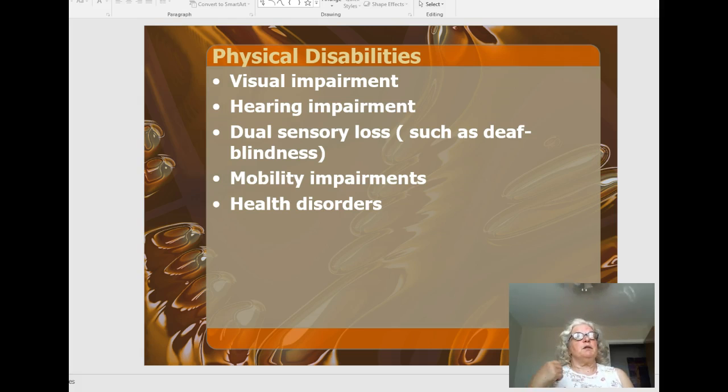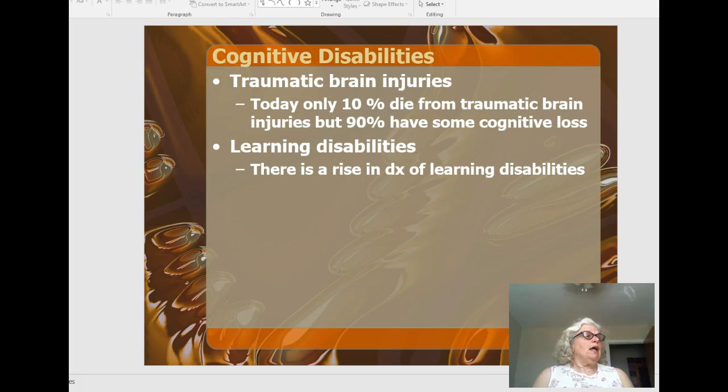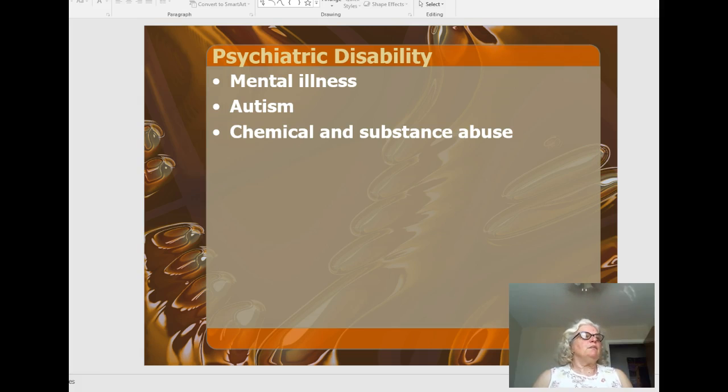Now, physical disabilities include visual, hearing, sensory loss, mobile impairment, and health disorders. Intellectual disabilities are mild, moderate, and severe and profound mental retardation, and that's a really broad category. Cognitive disabilities include learning disabilities like dyslexia that I have, and traumatic brain injury is significant in here, and it falls in this area which is not well covered. And then we have psychiatric disabilities. Some of you have already started to think about the focus on this: mental illness, autism, and chemical substance abuse. Again, all of these falling into the categories.